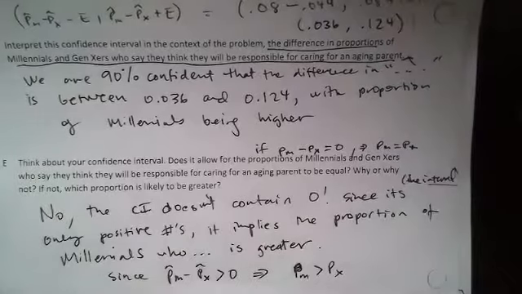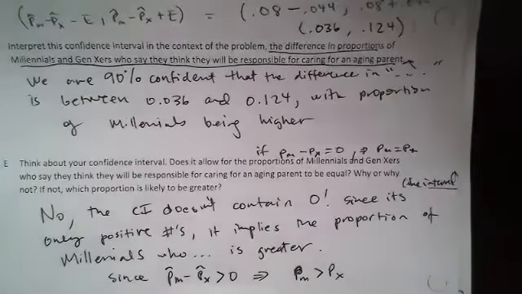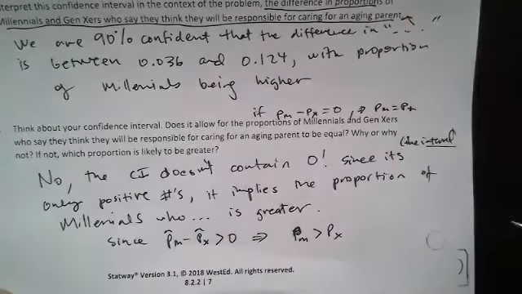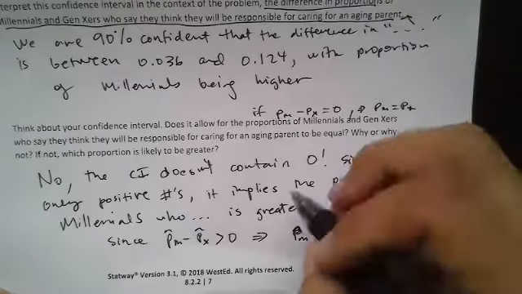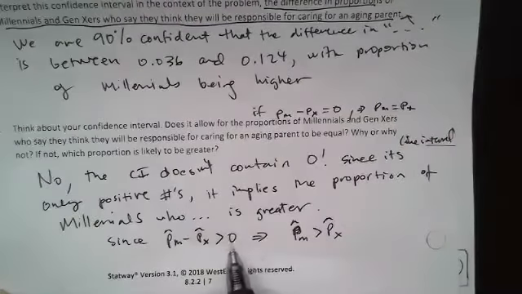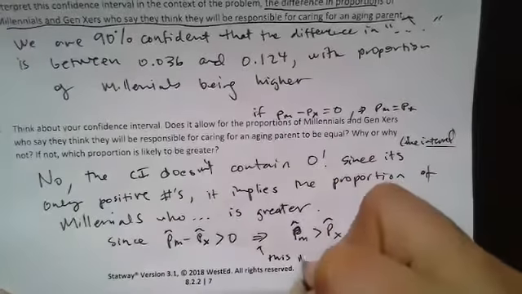What's that sign? I'm sorry? There's P hat M minus P hat X is greater than 0, and then what's that? Yes, right there. No, the thing in between. This implies.